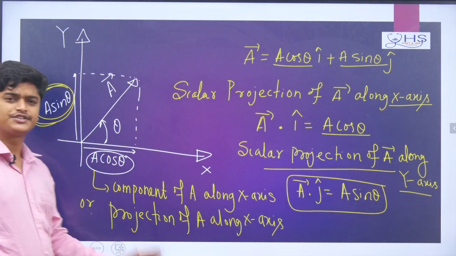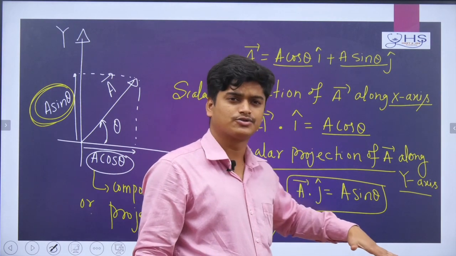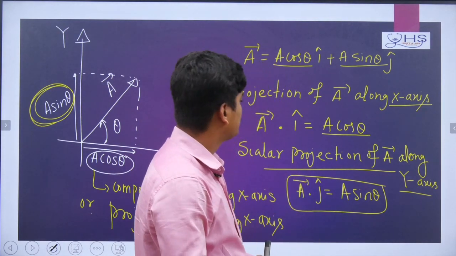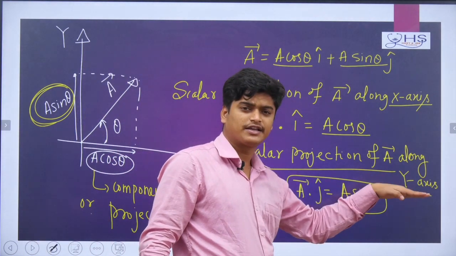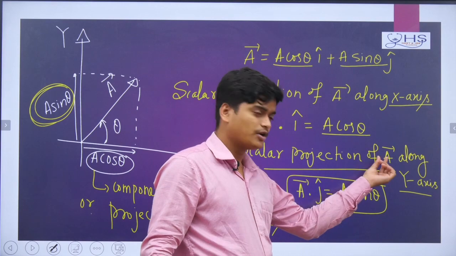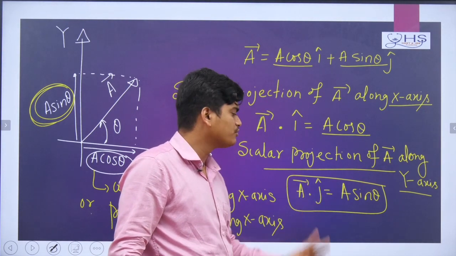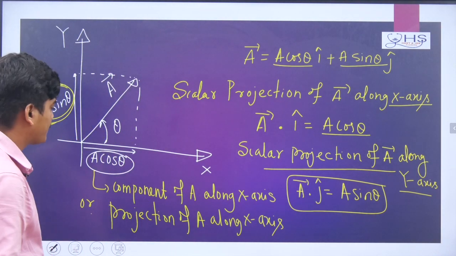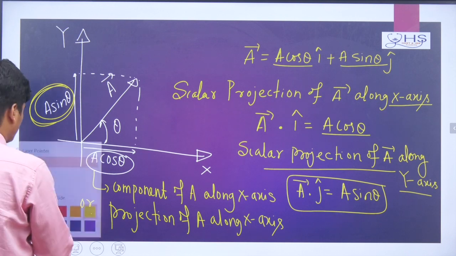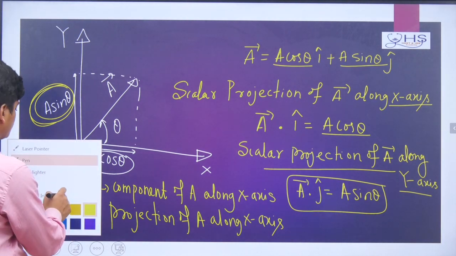So if I want to find the projection of a vector along any axis, or along another vector, then you always need to find the unit vector along which you are taking the projection, and then do the dot product of the given vector with that unit vector. Then you get A sin theta. I hope you understand. This is the scalar projection calculation. Now I'll go to another concept.